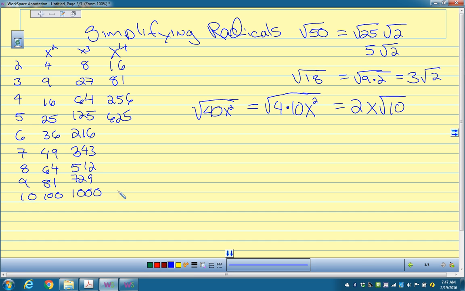So what if I had the cube root? Here we go. Cube root of 54.